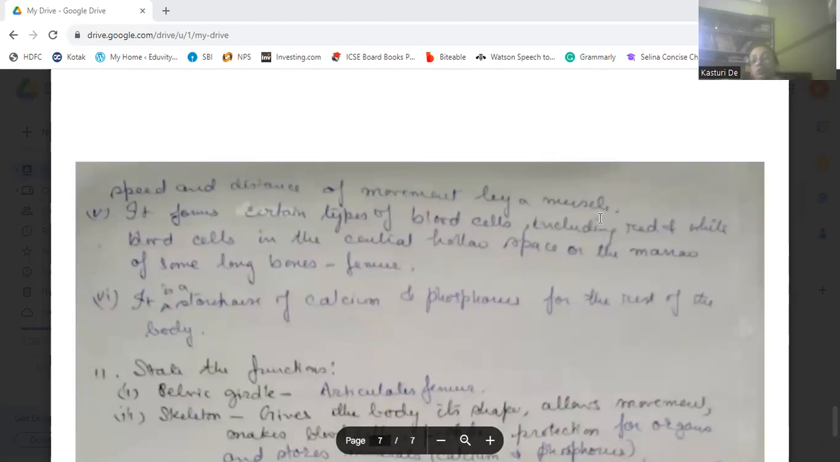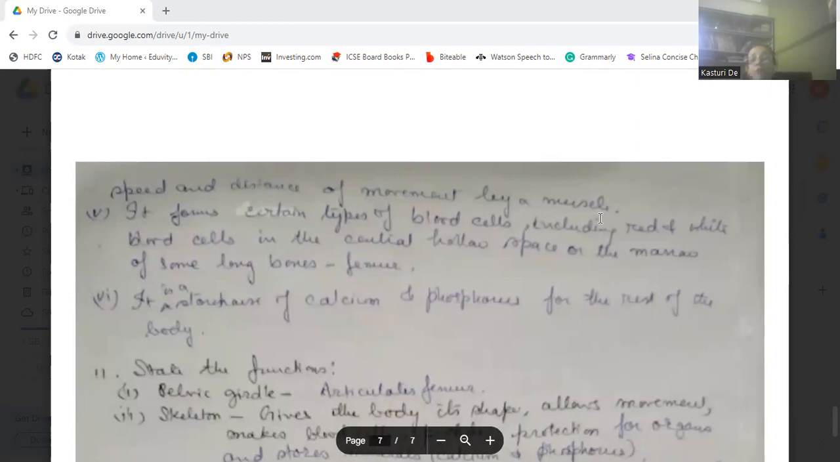Like first class lever, second class lever, third class lever we have, no? So that is formed at the joints. The skeleton forms this type of lever at the joints with the help of muscles. It will increase the speed of the movement and the distance of the movement.